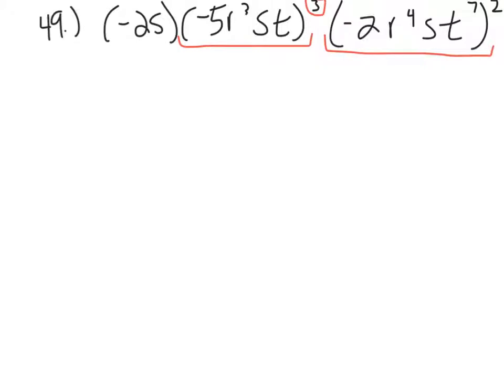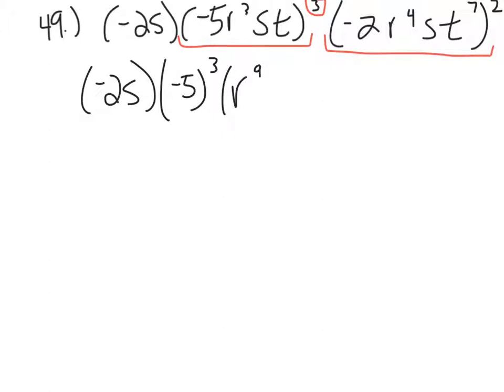So I'm left with negative 2s. I'm going to leave that alone for now since it doesn't have any powers to it. I have negative 5 to the third. R to the third power is r to the ninth. S to the third, t to the third. And again, that's just the result of me giving the third power to everything inside of the parentheses.